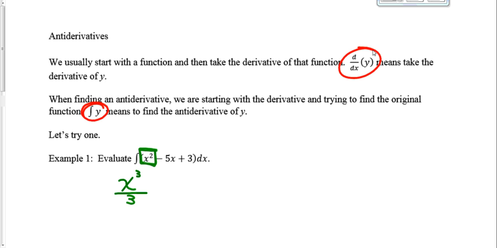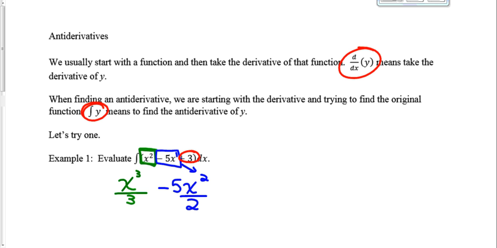The next one is negative 5x. So what did I have to start with to end up with a negative 5x? Well, I know that I had to have an x squared, and my constant kind of stays along for the ride, but just like I did that first term, when I had x to the first power in my original thing that I was finding the antiderivative of, I add 1 to the exponent to get 2, then I divide by that same exponent. So moving on to the last term, I have a plus 3.